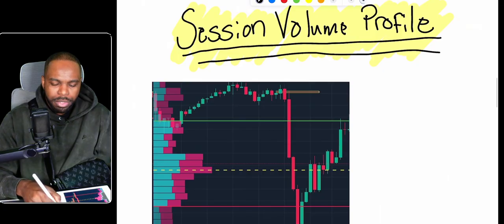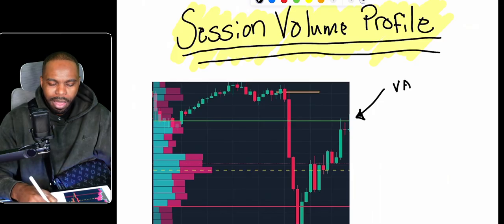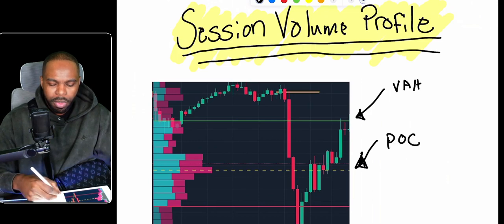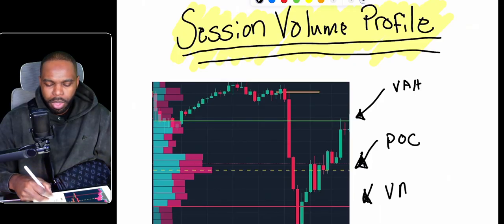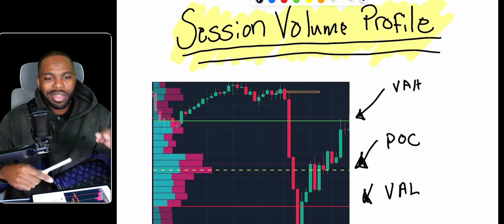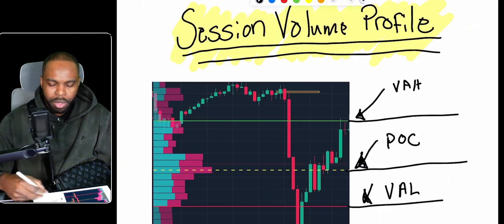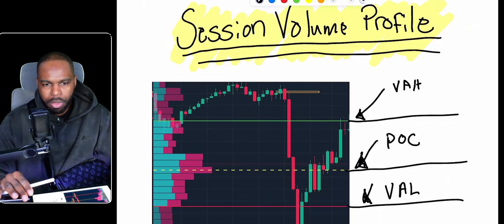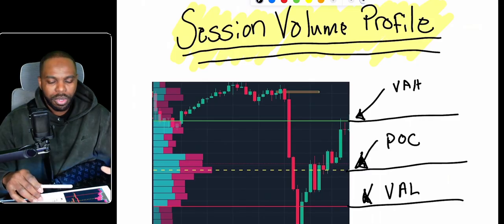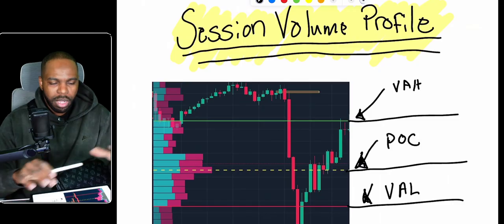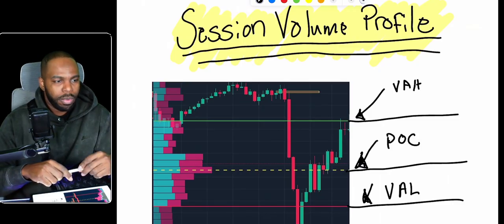There's the volume area high, and then this right here is the point of control, POC, and then down right here is the volume area low. Those are the 3 levels that I like to use. So what I do is I mark those key levels off, and then I take the session volume profile off my charts. That way I don't have my charts cluttered with this volume profile.